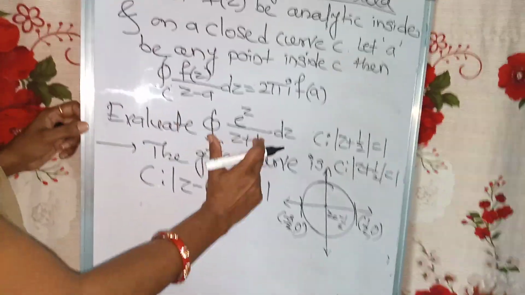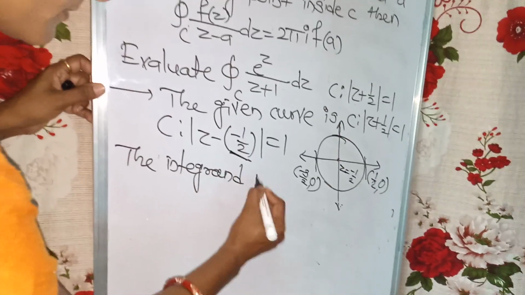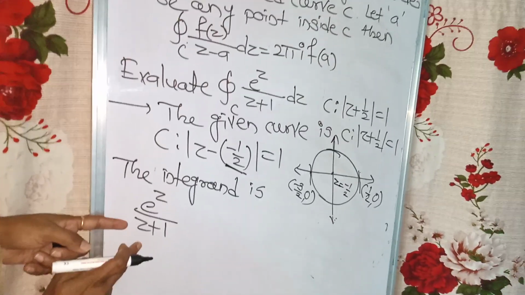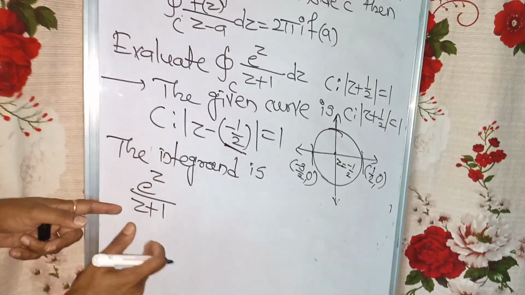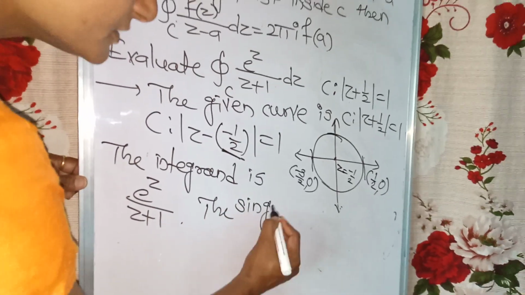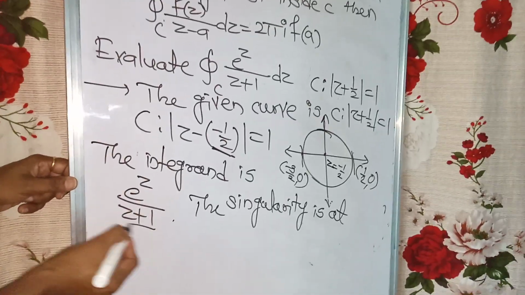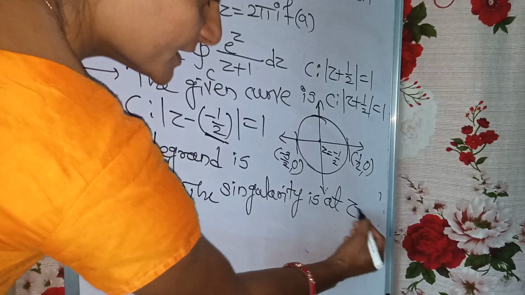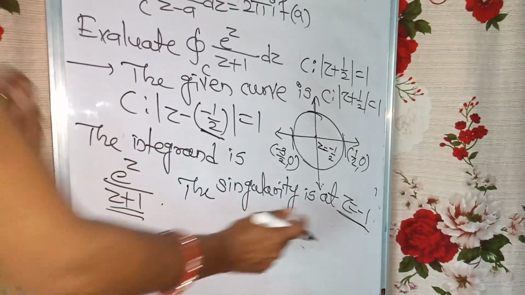Now, let us move on to the integrand. The integrand is e power z by z plus 1. Look at the denominator. The integrand is in the form of a rational function, numerator by denominator. The singularity is at the point where the denominator becomes 0. The denominator is z plus 1. If you put z plus 1 equal to 0, you get z equal to minus 1. So for the function, the singular point is z equal to minus 1.